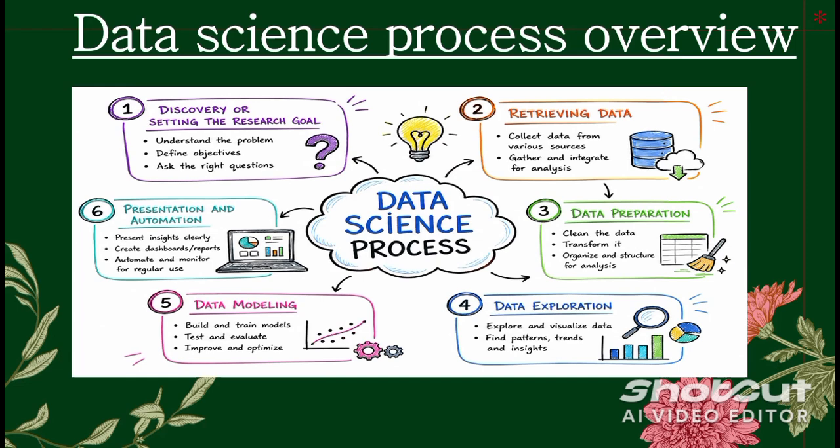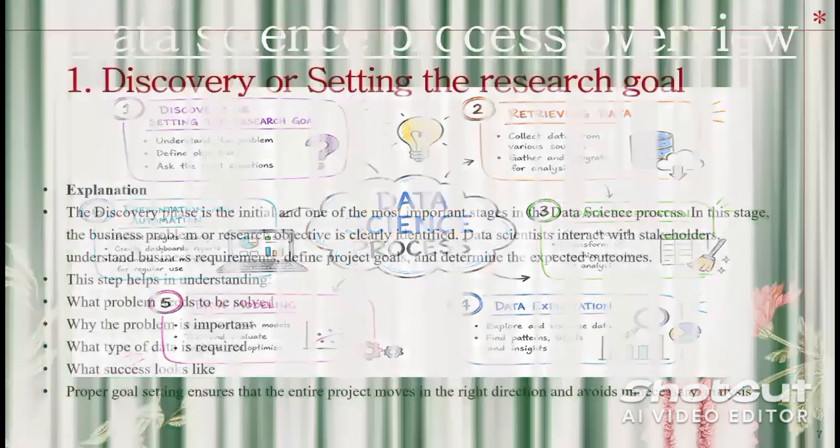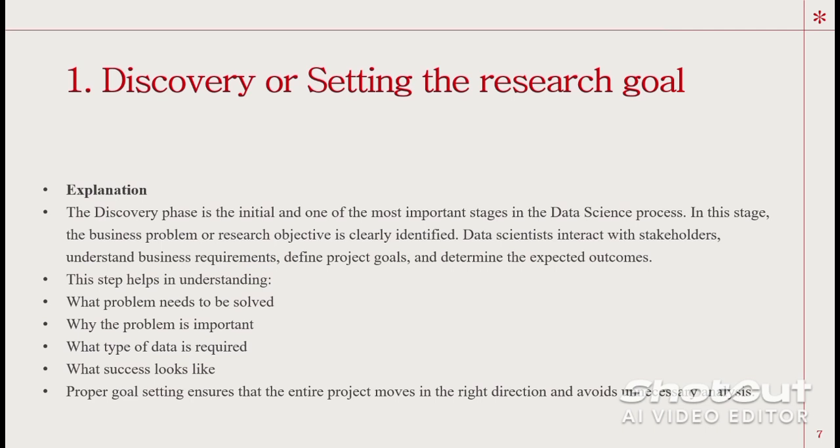The first step is discovery or setting the research goal. In this stage, the problem is clearly identified. The data science team understands what exactly needs to be solved and what outcome is expected. This step is very important because without a clear goal, the project may move in the wrong direction. The team discusses what the business problem is, why it is important, what data is required, and what success means for the project.